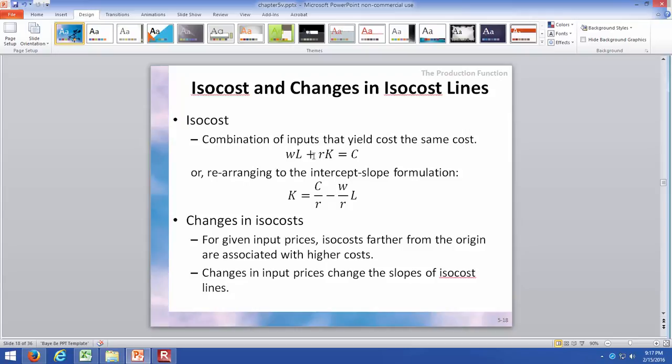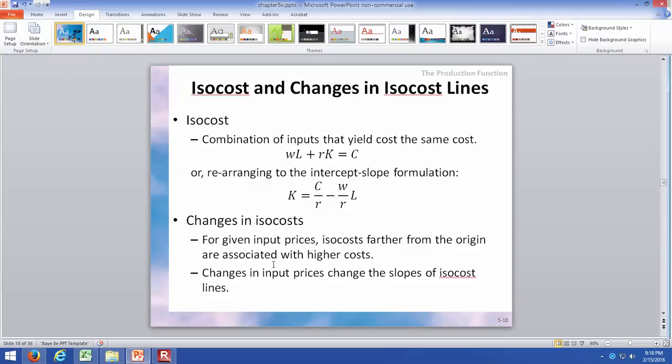Now if you want to change things, move things around, what is the amount of capital here? That is given by C divided by R, minus W by R times L. So here this tells you the isocost line. Okay, and we can figure out the changes in the isocost.